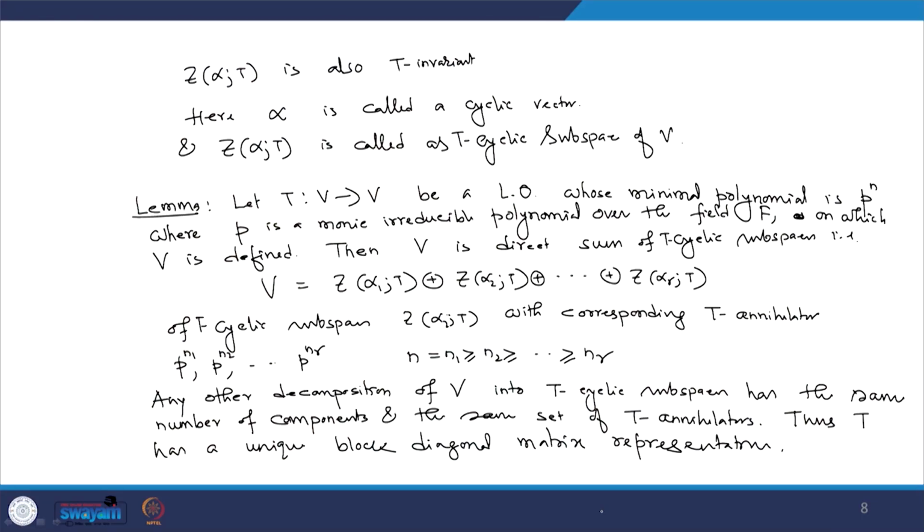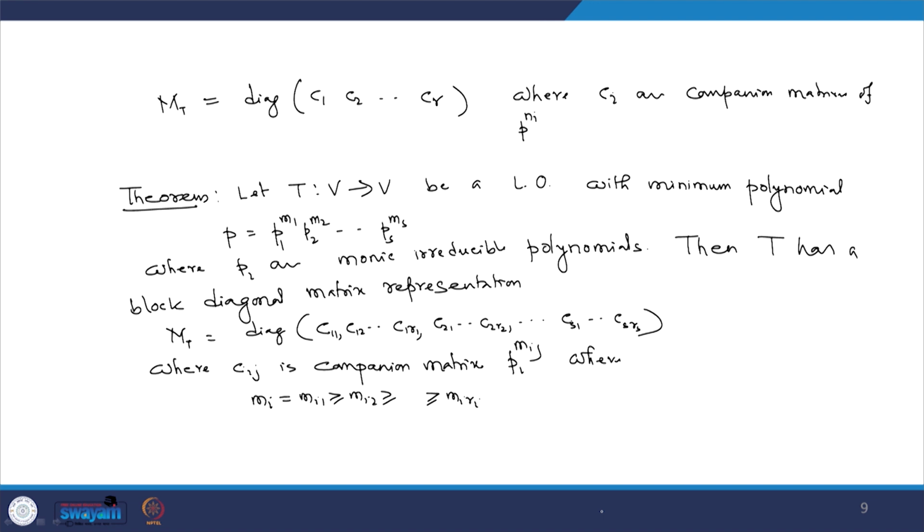Okay, so in the first case, when the minimal polynomial is only p to the power n, the block diagonal matrix representation will be M_T, which is basically a block diagonal matrix whose diagonal entries are C1, C2, ..., Cr, which are basically the companion matrices of p to the power n i. Already we have defined what is meant by the companion matrix of a polynomial. So, if the polynomial p is known, then p to the power n i will also be known. Based on that only you can calculate the corresponding Ci.